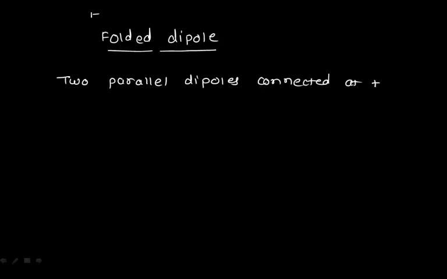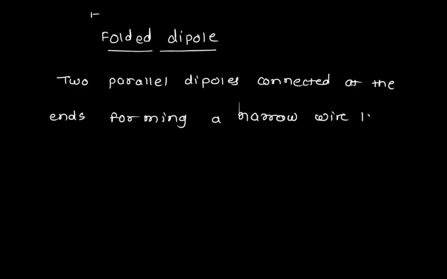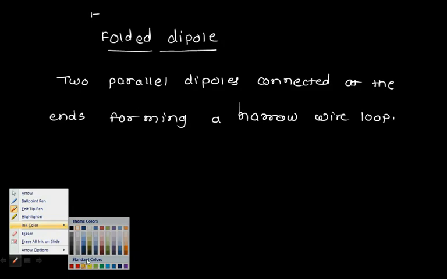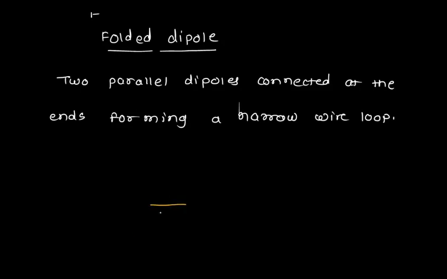at the end, forming a narrow wire loop. So if you see here the structure of this particular folded dipole antenna, obviously you're having a transmission line which gives something to your antenna. So if these are the transmission lines, this will be your normal dipole.